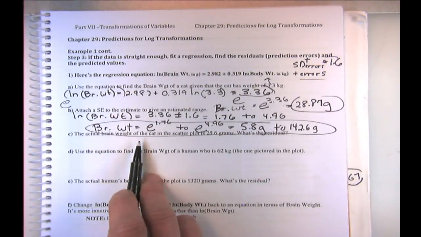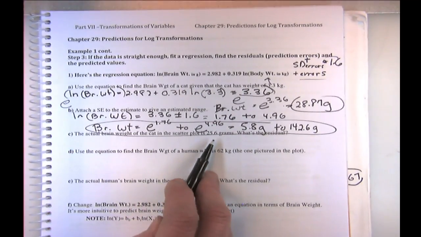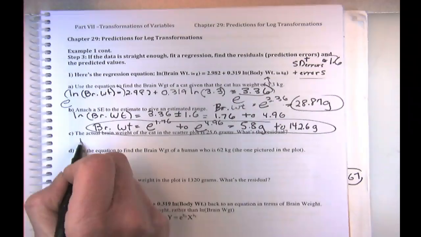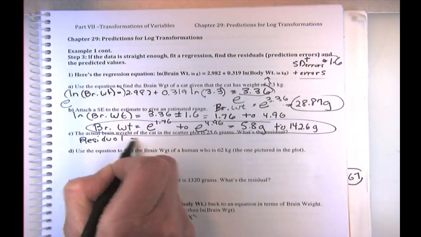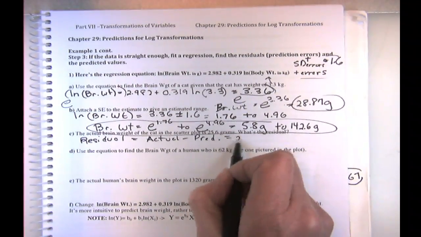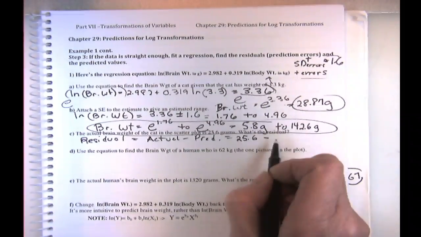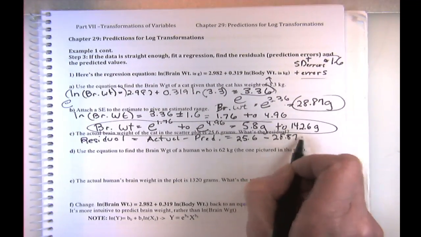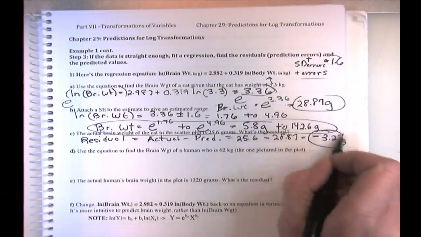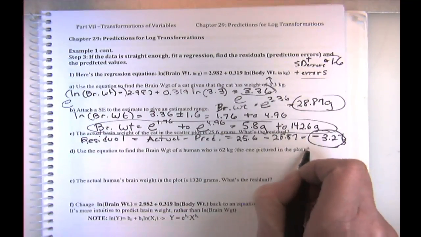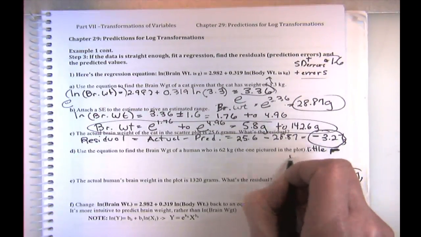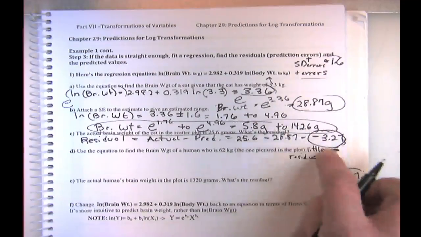Okay, so now the actual brain weight of the cat in the scatter plot is 25.6 grams. So what's the residual? Remember, the residual is just the actual minus the predicted. So the actual is 25.6. Boy, we came close. And the predicted is 28.87. So we're just down a tiny smidgen. That's our residual. That's a little residual. That means we have a very good prediction.